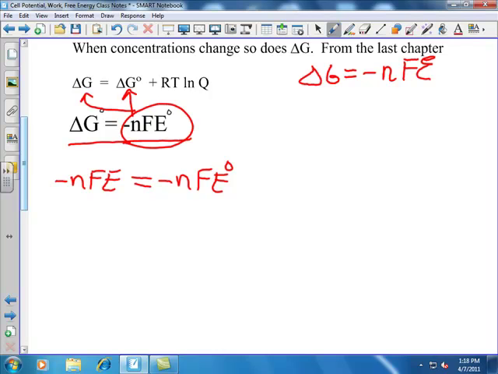Okay, we're going to put them both places because this is under standard conditions, which is what this means, right? This is delta G under the new conditions, but under the new conditions, you're still going to have a voltage. So it's minus nFE will be then plus RT natural log Q.